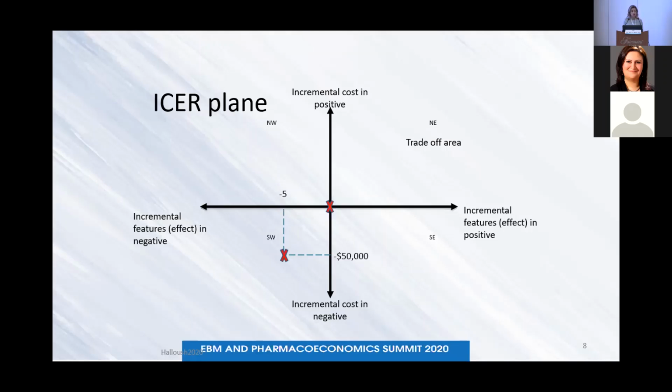The fourth scenario is that we will have a drug that has both a decrease in cost and effectiveness. This drug will be located in the southwest quadrant, which is the reverse of the northeast quadrant. It's also a trade-off area, where the decision is related to the willingness to pay, or how much you are willing to pay for the additional quality or additional effect.